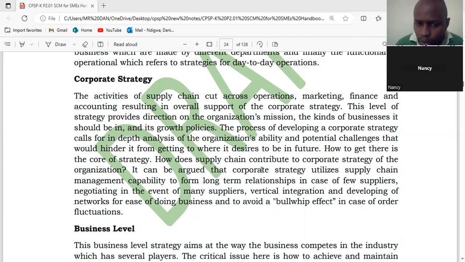What do you understand by bullwhip effect? Come up again. The what effect? The bullwhip effect. That one I don't know. Bullwhip effect. Let's confirm.